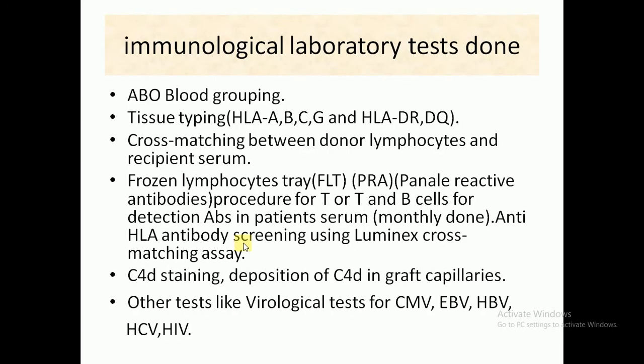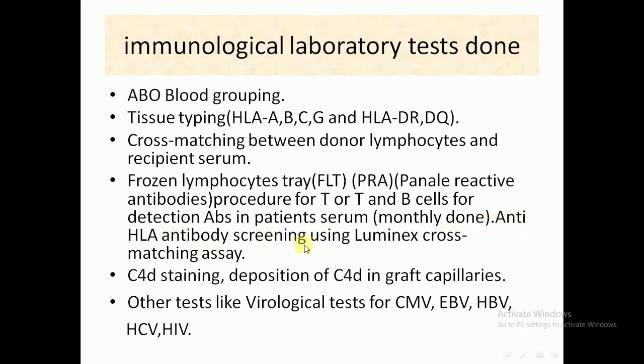So to avoid rejection, the patient must be sent for the following immunologic laboratory tests. First, ABO blood group. Second, tissue typing: A, B, C, DR, and DQ. Cross match, which is very, very important, between donor lymphocytes and recipient sera. This test is to detect the presence of antibodies against the lymphocytes of the donor. Another test is the frozen lymphocyte panel-reactive antibodies, PRA, procedures for T or T and B cells for detection of antibodies in patient serum. This is done monthly for the patients.